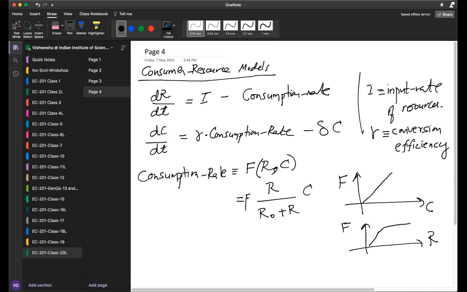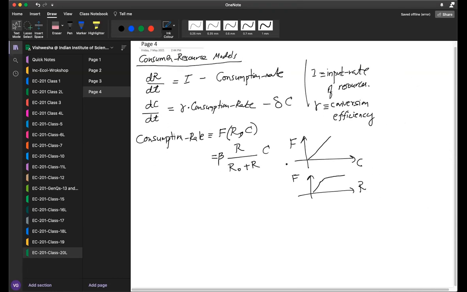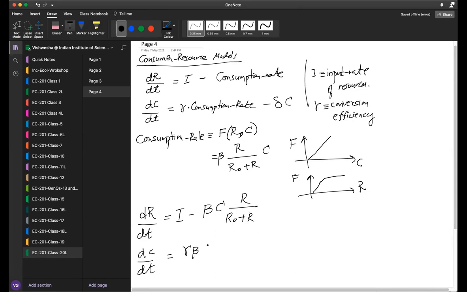And let's assume there is a coefficient beta. Should we now write down the resulting model? The resulting consumer resource model: dR by dt is I minus beta C R divided by R0 plus R, whereas dC by dt is gamma beta C R by R0 plus R minus delta C.